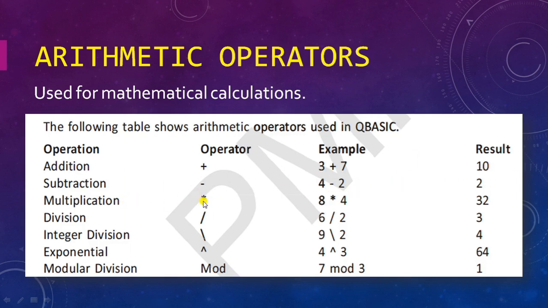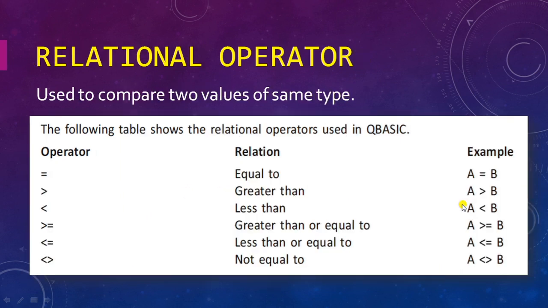Multiplication. For the multiplication sign we use this star, or it's called asterisk. And division, this slash. For integer division, backslash, then exponential, that means power function, and modular division. You don't have to go very deep into it. Mod means modular division. When you divide 7 by 3, the remainder which comes is basically called modular division, meaning remainder division. I hope you have learned it in your maths classes. So these are some arithmetic operators.